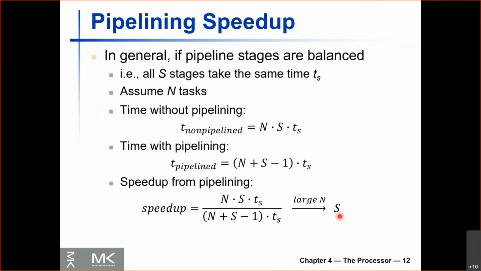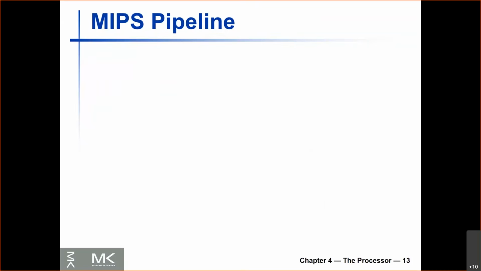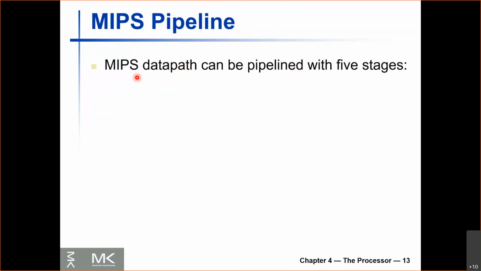All right, so let's see how this applies to computer architecture. So in the MIPS pipeline, it turns out that we can take the data path that we built in the previous 2 lectures, and we can pipeline it in order for us to get better performance. How do we do that? Well, the MIPS data path can be divided into the following 5 stages for pipelining purposes. The first stage is the instruction fetch.